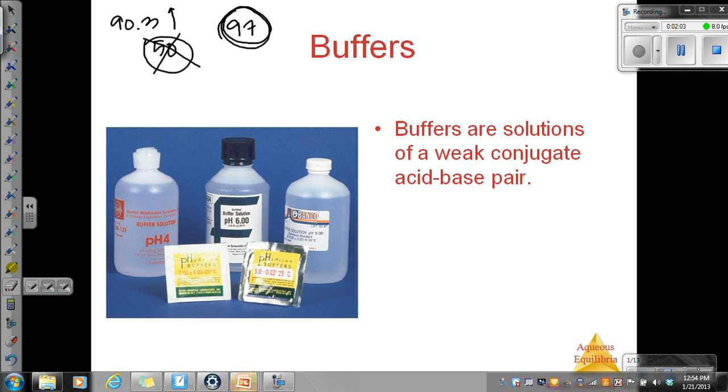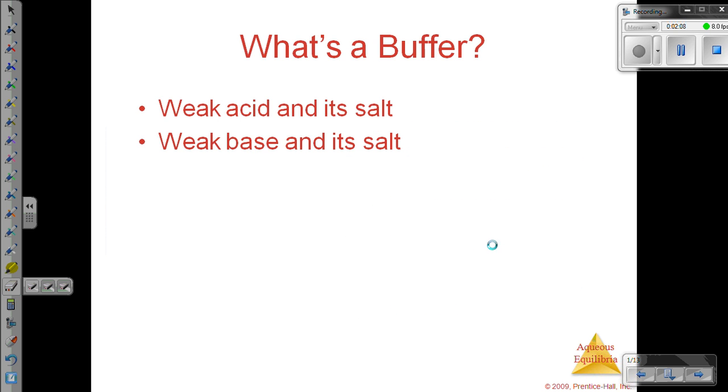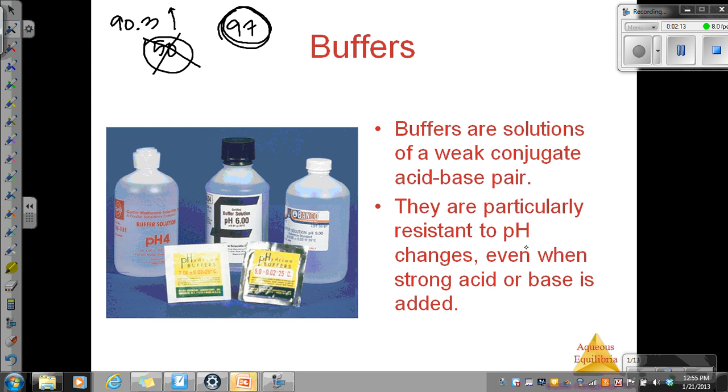What they do is they are resistant to changes in pH. So kind of like grades that are resistant to changes in your overall grade. So buffers prevent extreme swings in pH, even when you add a strong acid or a strong base. So you know what grades are. What are buffers? They are solutions of a weak conjugate acid-base pair.